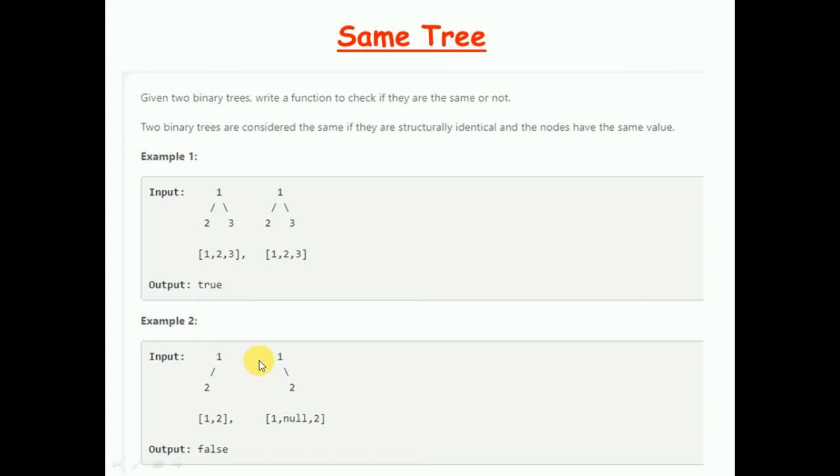Okay, in the next example the elements of the trees are 1 2. Here also the elements of the trees are 1 2, but they are not the same. Why? Because they mention here that they should be structurally identical. Here it is a left skewed tree, and here it is a right skewed tree. So maybe the elements of the trees are the same, but if they are not structurally equal, then we cannot say that the two trees are the same. So in this case we have to return false. Okay, this is all about the problem.